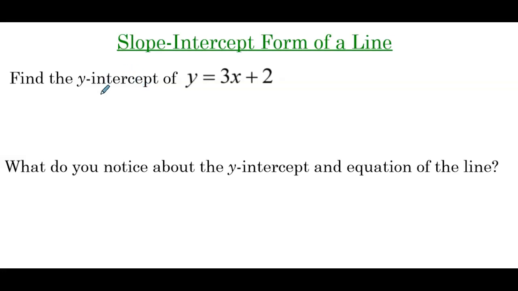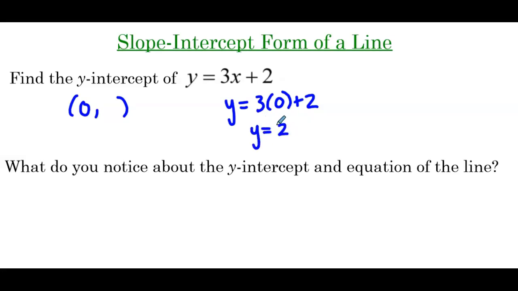So the y-intercept is a point whose x-coordinate is 0. So we can substitute 0 in for x in our equation. So we have y equals 3 times 0 plus 2. So 3 times 0 is 0 plus 2, we get y equals 2. So the point (0, 2) is the y-intercept of this equation.